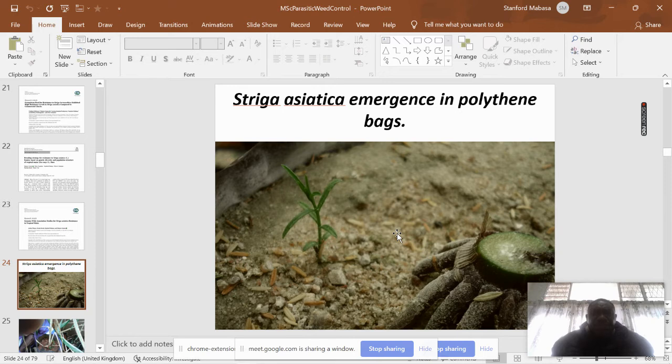These are the pots or polythene bags which can be used during screening of maize for Striga resistance. You can see this is the maize which was cut. This is the parasite, Striga asiatica.